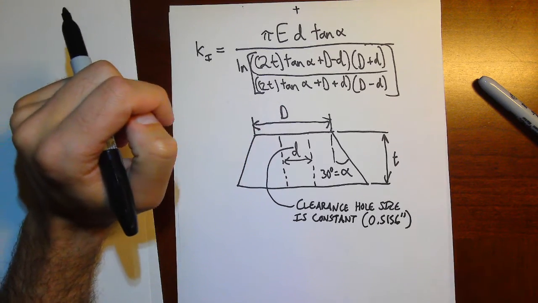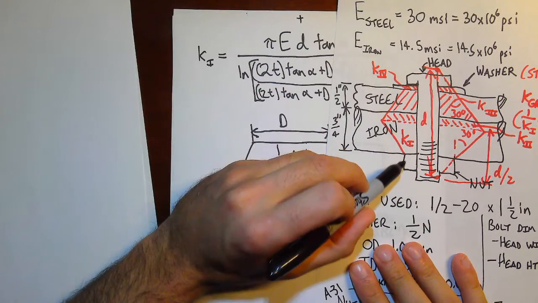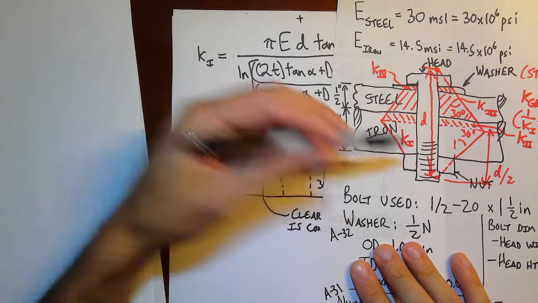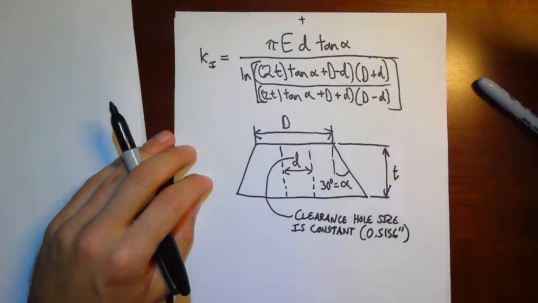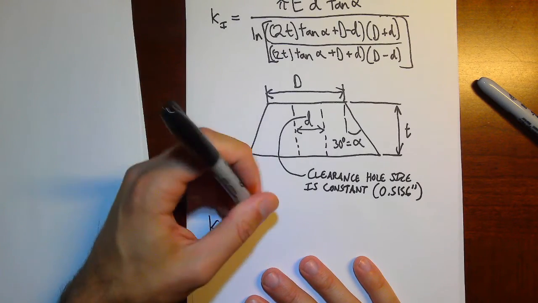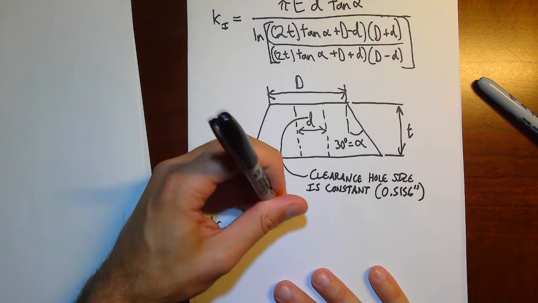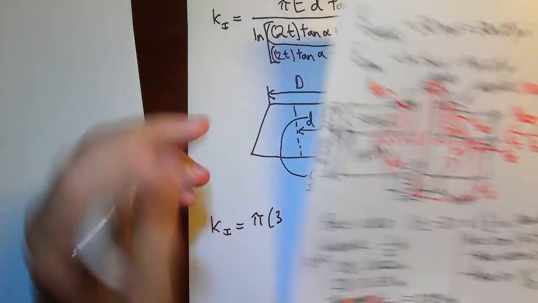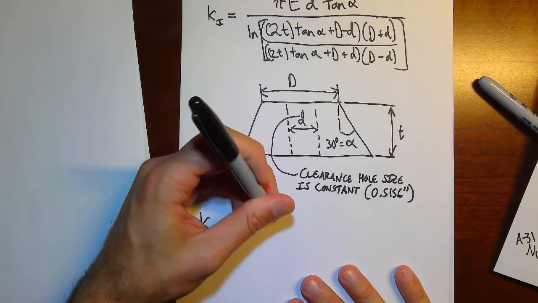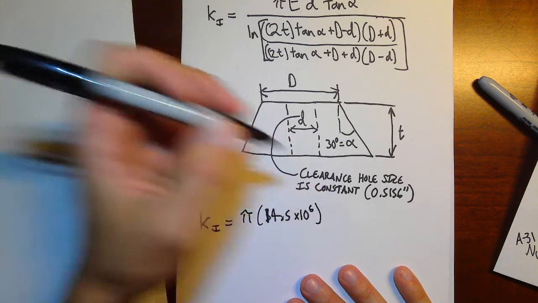All right, so for K1, the small end of our frustum is on the bottom. It's the nut. You know, the nut is 3/4 of an inch wide, so that's our cap D for K1. So K1 equals pi times... see this, the nut, so it's made out of steel. I'm sorry, it starts with the nut, goes through iron. So the elastic modulus of iron is 14.5 times 10 to the 6th psi.